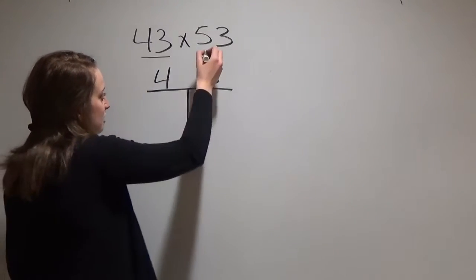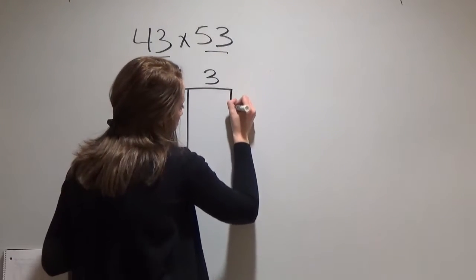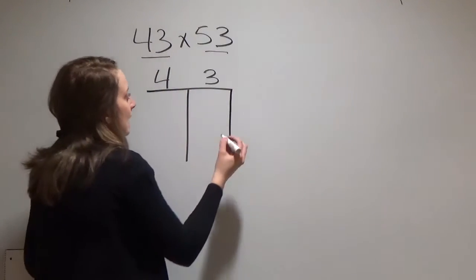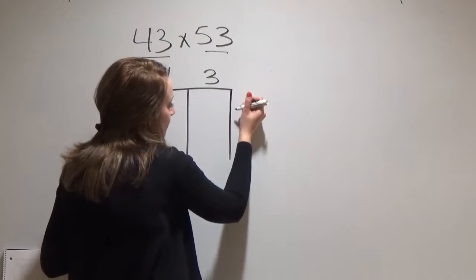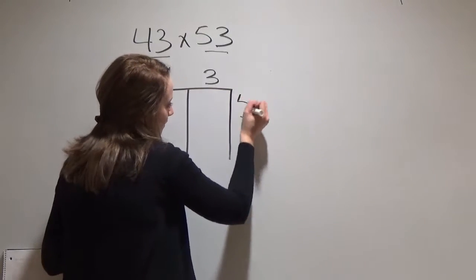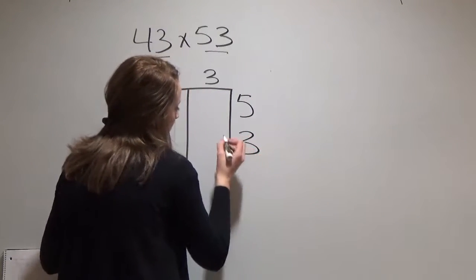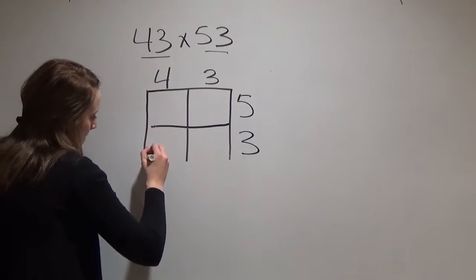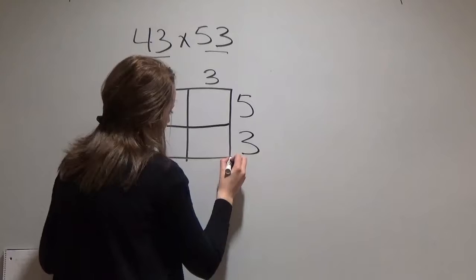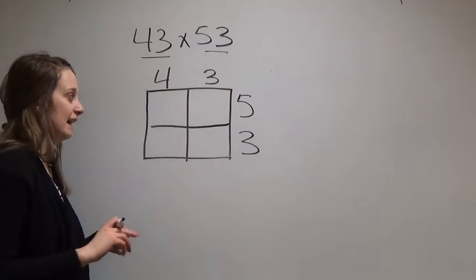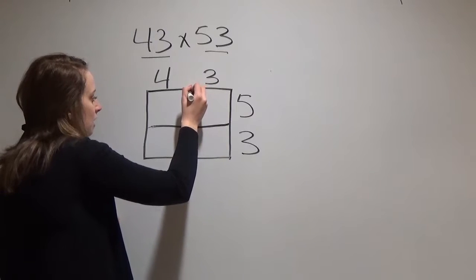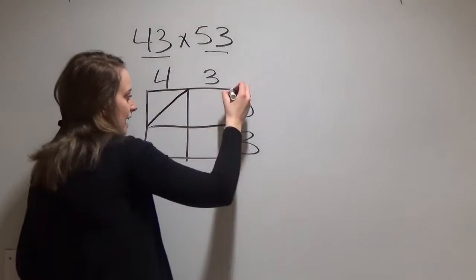Our second factor tells us how many rows we need on the vertical line. So we have 53 is two digits, so we have a 5 and a 3, and that gives us 2 rows. And now we need to put our diagonals in. Our diagonals help us keep track of our place values. So each square gets a diagonal.